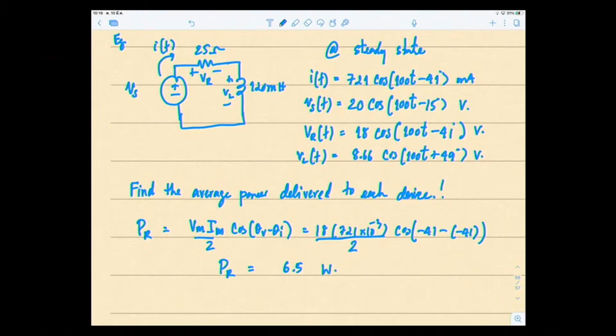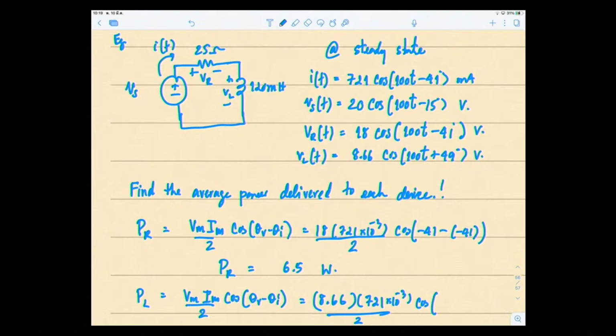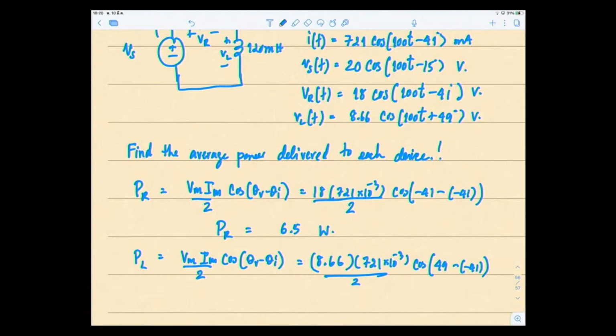6.5 watt. Okay, now let's look at the inductor. Same formula, Vm Im over 2 cos of theta V minus theta I. For an inductor, the voltage drop across the inductor is 8.66, multiplied by the same current that passed through it, 721 milliamp, divided by 2. Cos of theta V, which is 49, minus theta I, which is minus 41, right? And so the answer is equal to 0 watt for PL.